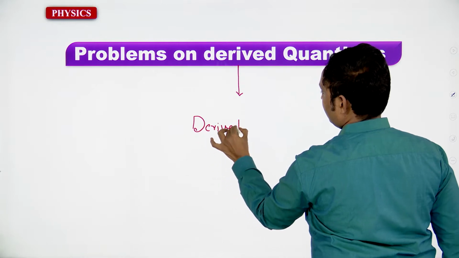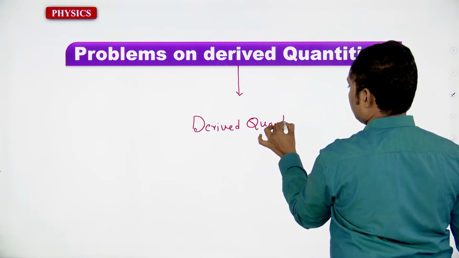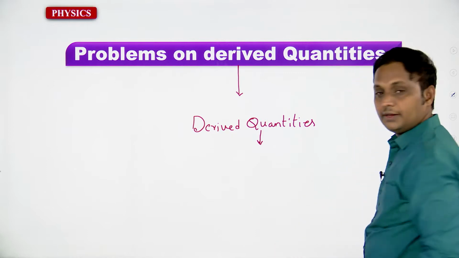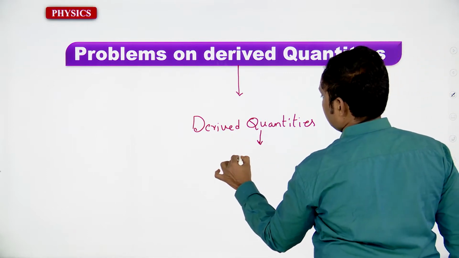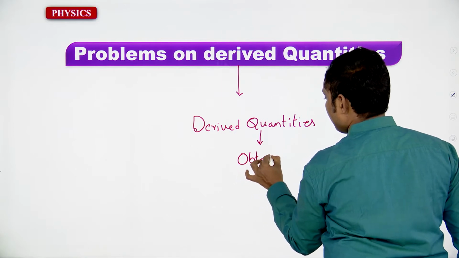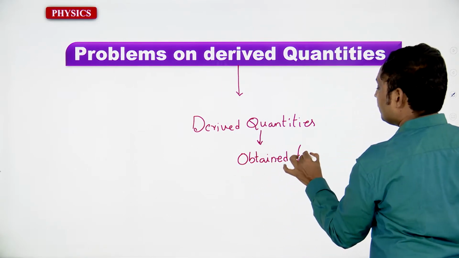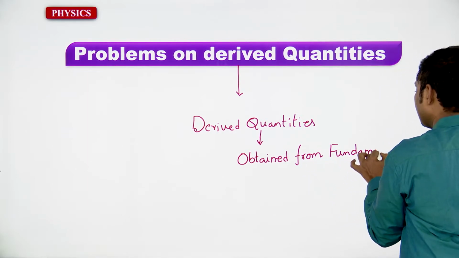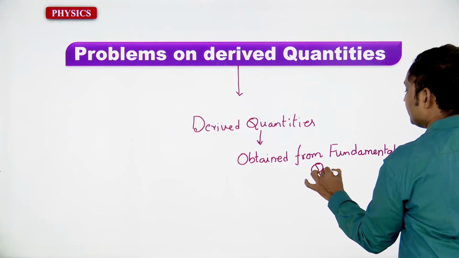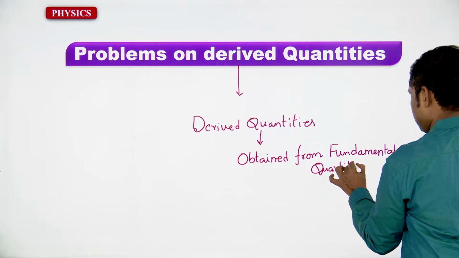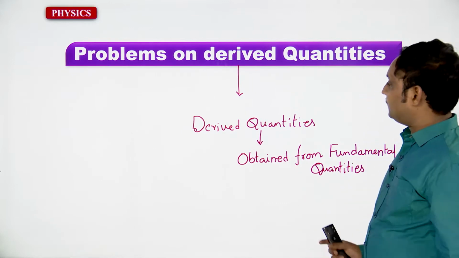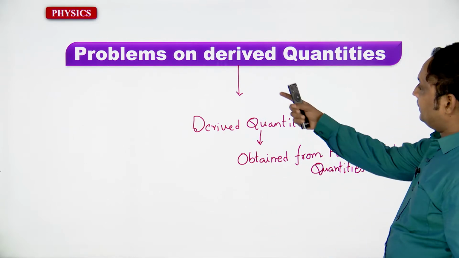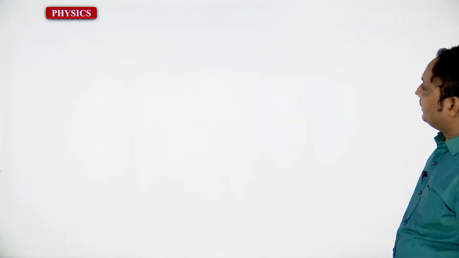You have to get that. Derived quantities are obtained from fundamental quantities. All right, it's very clear. So we would like to have the related problems from these derived quantities. All right, let's go for that.